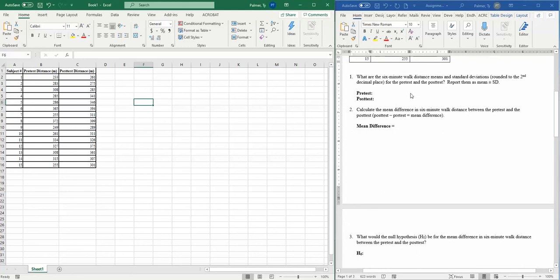Question 1 says, what are the 6-minute walk distance means and standard deviations for the pre-test and the post-test? Report them as mean plus or minus standard deviation. Okay, so to do this, we're going to come back over to our Excel spreadsheet. I'm going to add those statistics here, to the right of the data. I'm going to type in the mean and then standard deviation, or SD for short. I'm also going to bold these labels to make them easier to see, and put labels for the pre-test and the post-test above, as my column labels.